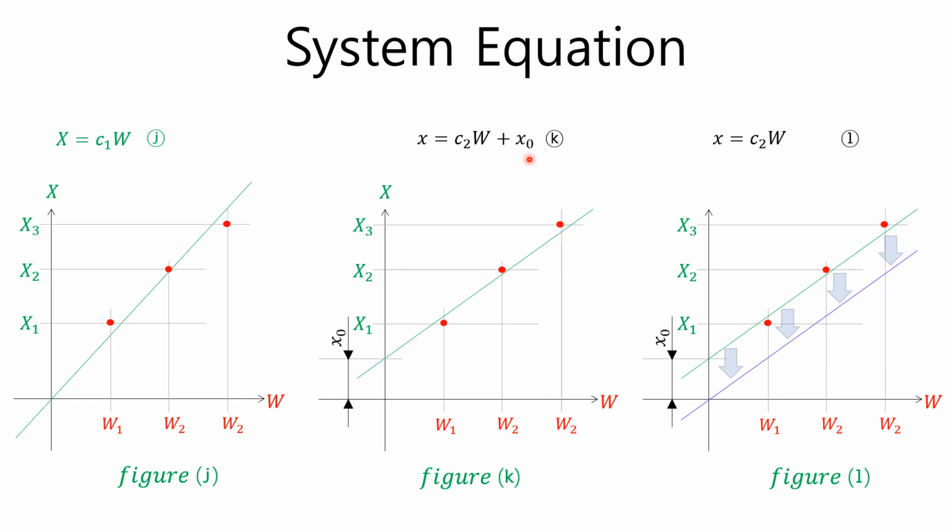Therefore, measurement error can be eliminated by using the equation L, which ignores the intercept x0 in the equation K obtained by the least squares regression. Equation L is shown as a blue straight line in figure L.